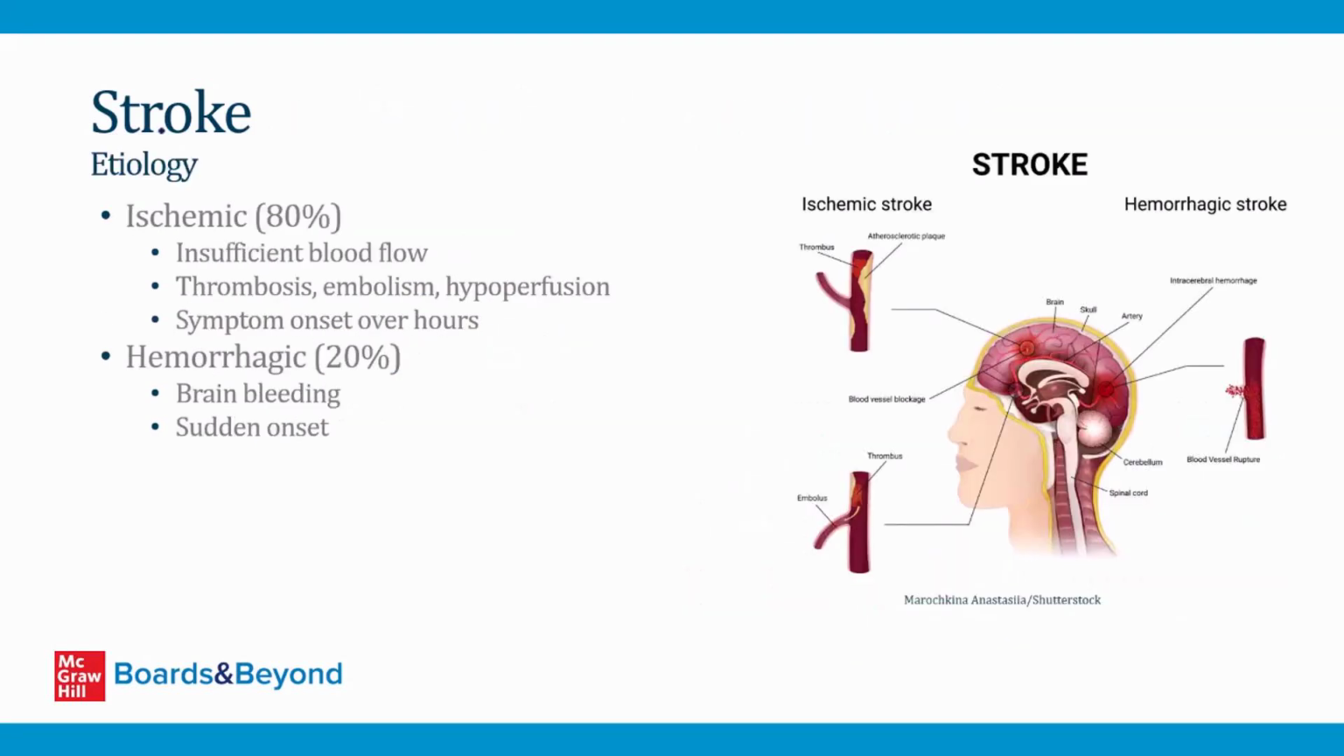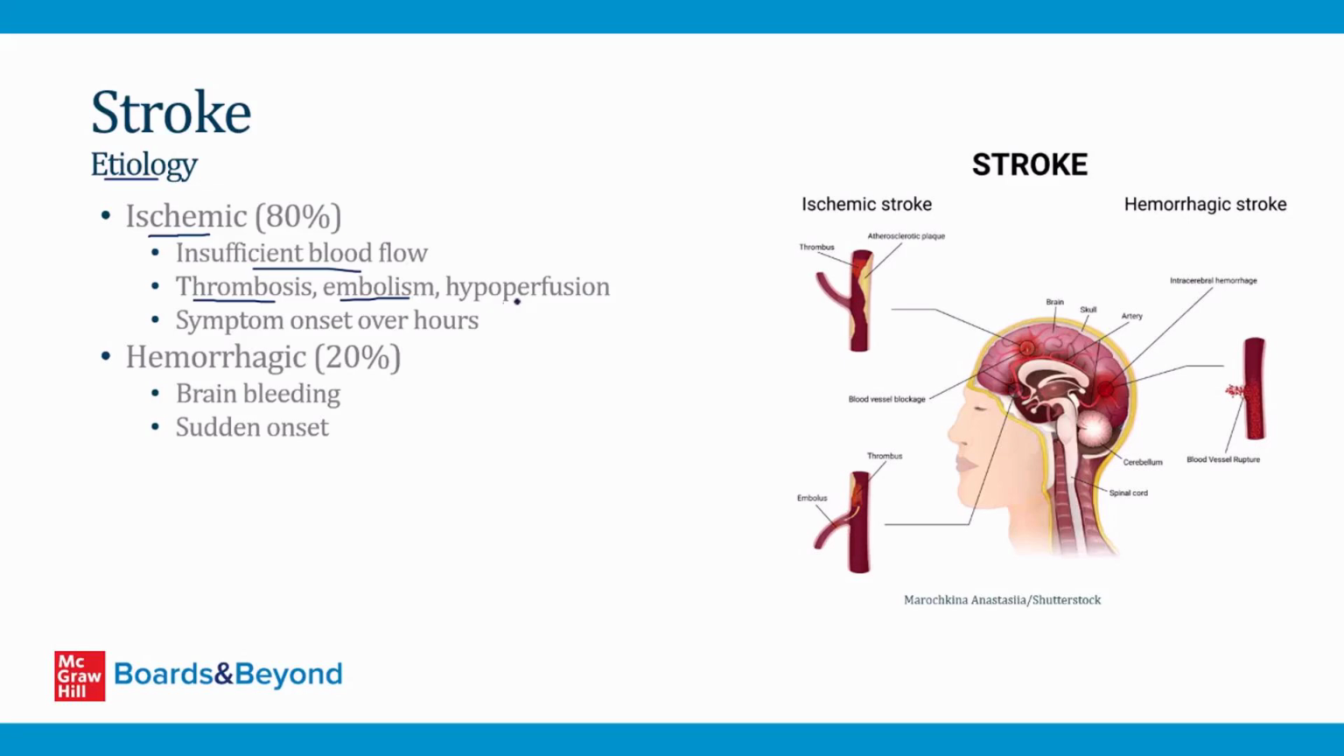So let's start by focusing on stroke, and let's talk about the different etiologies of stroke. About 80% of the time, strokes are ischemic, and by this I mean they're caused by insufficient blood flow to the brain. This can happen by a couple of different mechanisms. First of all, there can be thrombosis, meaning a blood clot in a vessel that supplies brain tissue that cuts off blood flow. There can also be embolism. So for example, a blood clot in the heart can break off and travel to the brain and obstruct a vessel and cut off blood flow to the brain. That will cause an ischemic stroke.